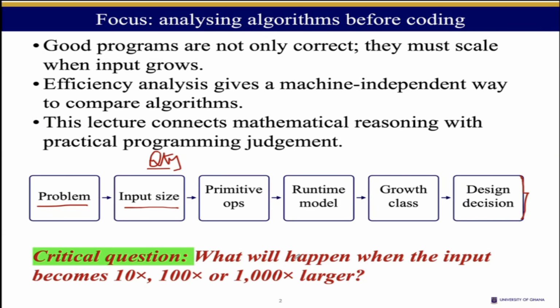The question will be: what happens when the input becomes 10 times larger, or 100 times, or even 1,000 times or larger? What happens to your application? What happens to your system when the input is growing, expanding, scaling, when we are having more students?